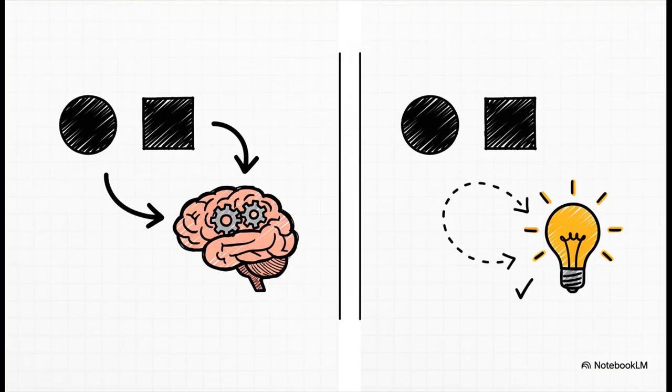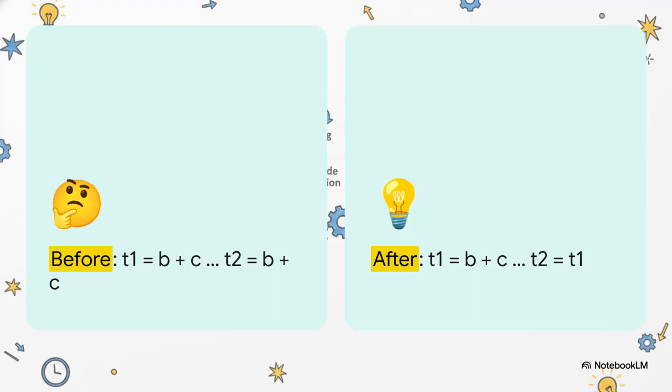The first and, let's be honest, most obvious trick is something we all do. If you've already figured something out, you don't do it again. Why do the same work twice? In programming, there's a name for this. It's called eliminating common subexpressions. And this slide just shows it perfectly.